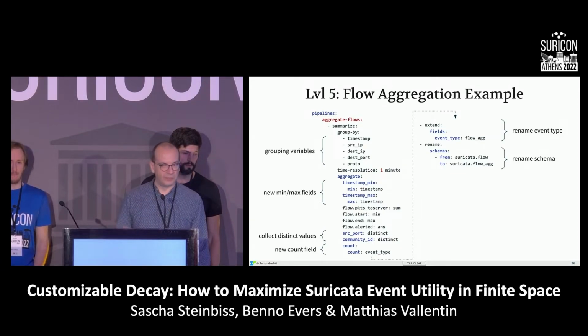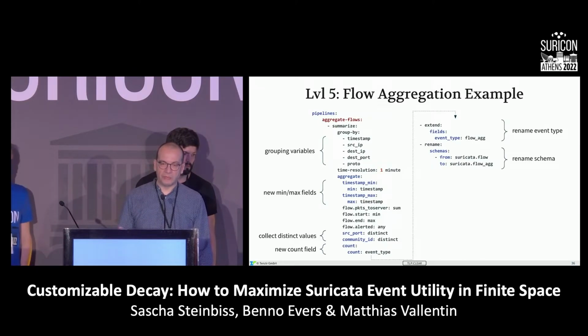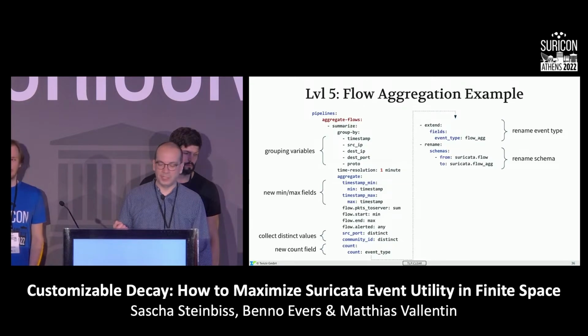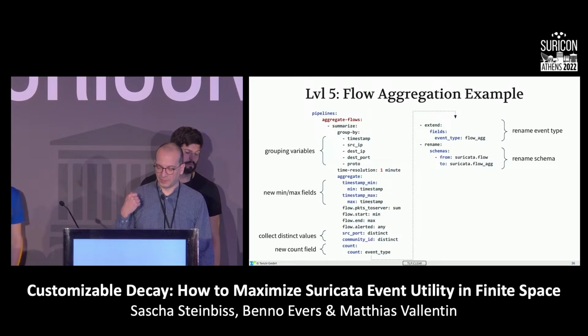It basically just collects unique values accounted in a particular field. And then again, we add a new count field that simply counts the number of individual values in one particular field. For example, if we look at the count of event types that we see, then we would get the count of the aggregated values.